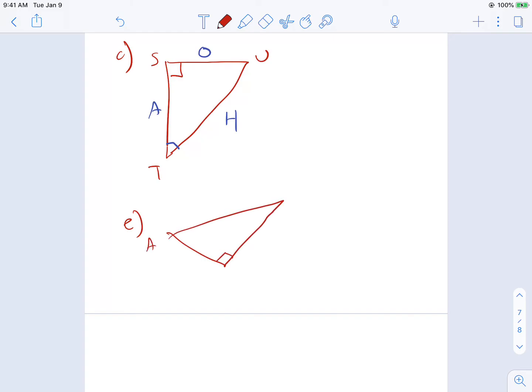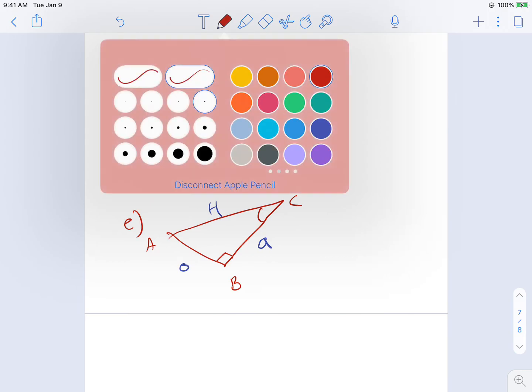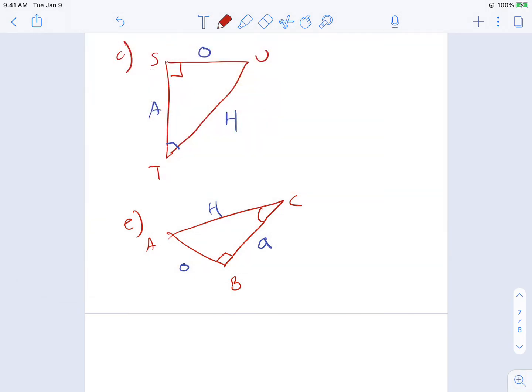So we have A, B, C. And here is our angle of interest. If we went to label these things, here would be my hypotenuse, here would be my opposite, and here would be my adjacent. Always making sure our adjacent is indeed touching that right angle. Good, that's one complete.